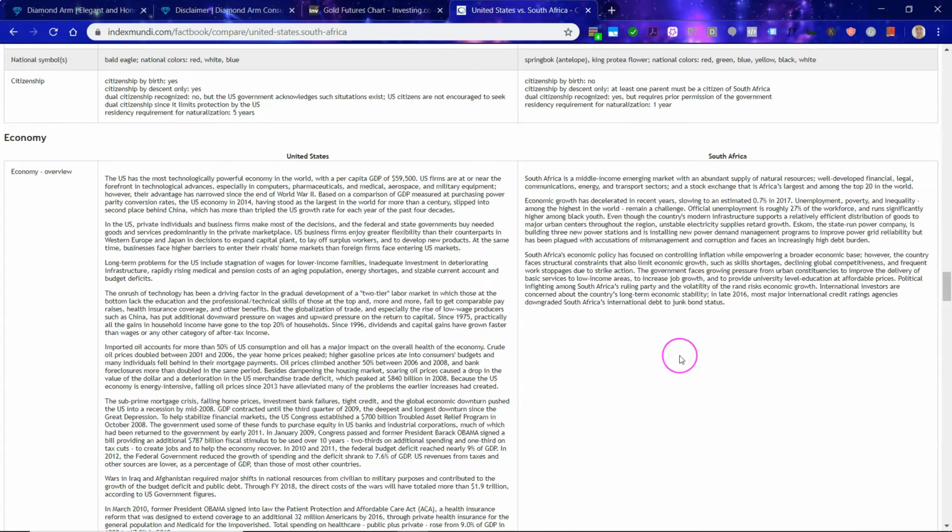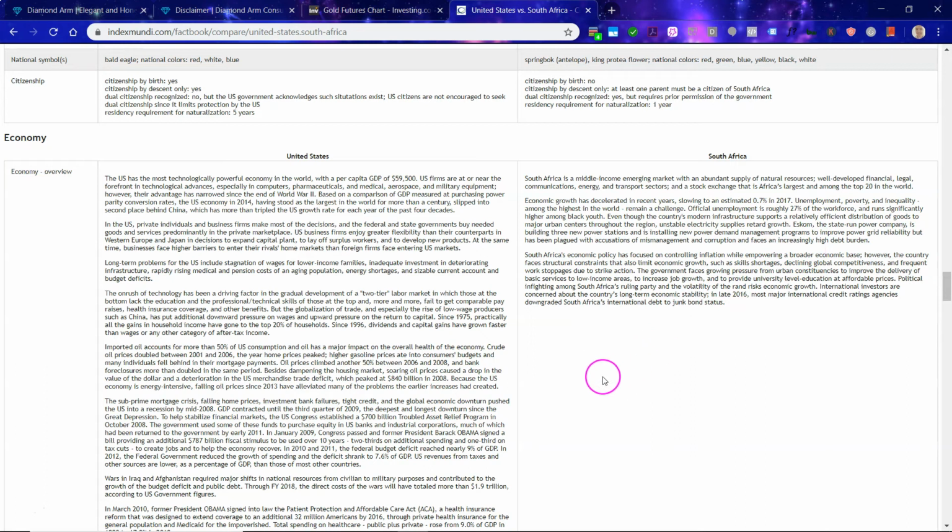Official unemployment is roughly 27% of the workforce and runs significantly higher among black youth, and that's really high. And this would increase substantially now with the contagion and the global slowdown, which in turn could lead to social tensions. Even though the country's modern infrastructure supports a relatively efficient distribution of goods to major urban centers throughout the region, unstable electricity supplies retard growth.